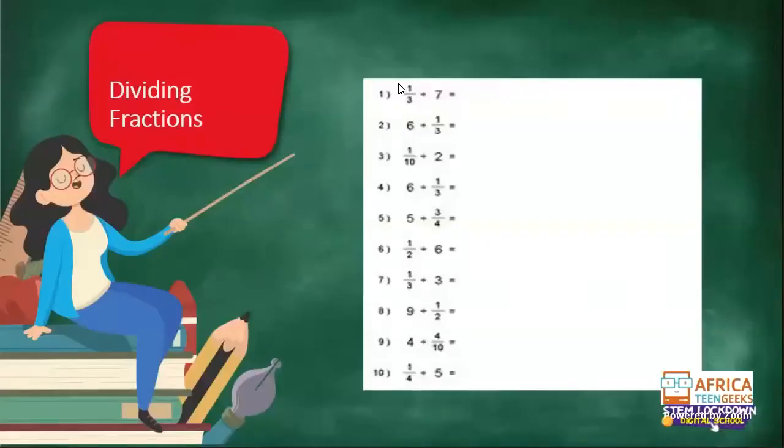So we have 6 divided by 1 over 3. So 6, we automatically know that it is 6 over 1. Then we multiply by 3 over 1. We have 6 over 1 multiplied by 3 over 1.